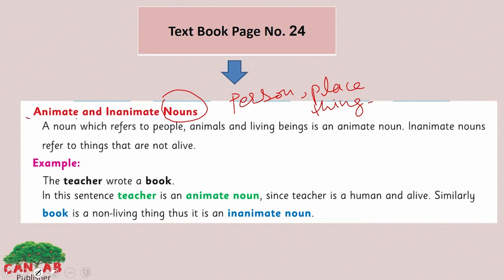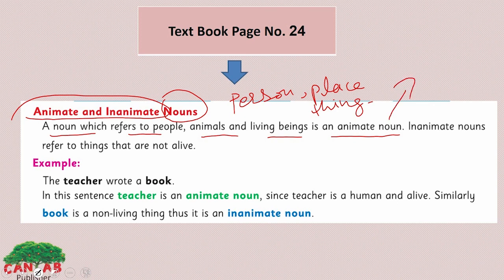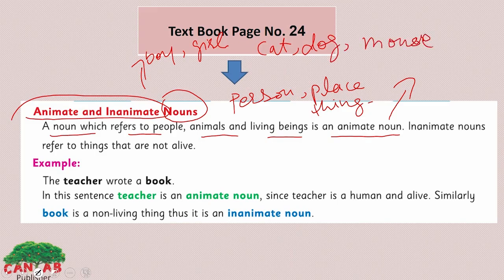So we will discuss the difference between animate and inanimate nouns in this lesson. A noun which refers to people, animals and living beings is an animate noun. Animate nouns refer to those living beings like people and animals, like boy, girl, and animals like cat, dog, mouse. These are all living beings, both animals and people, and these are called animate nouns here.